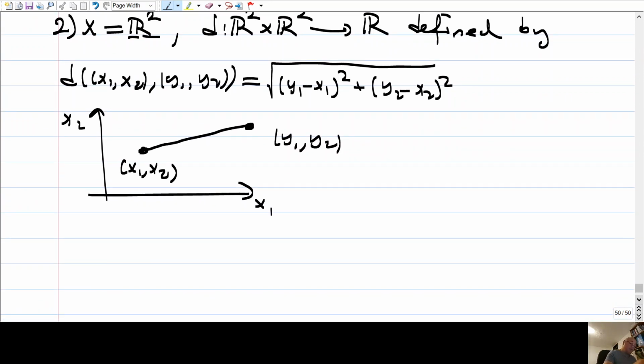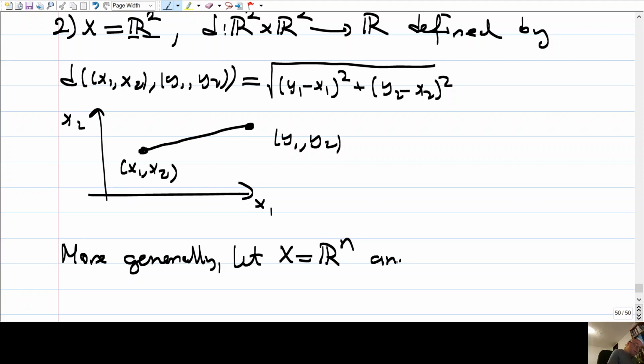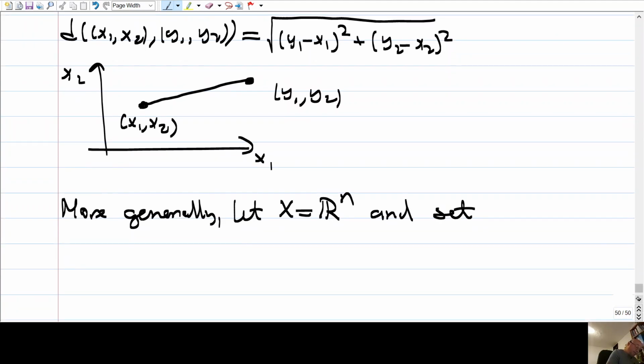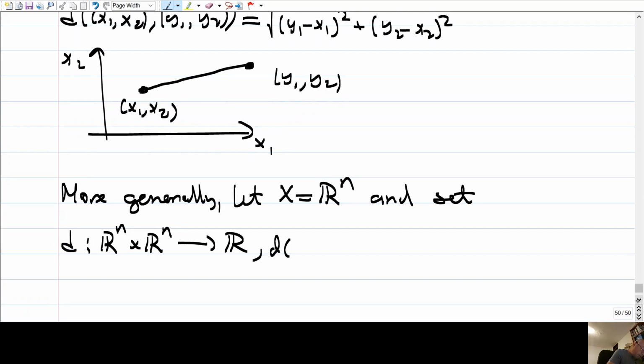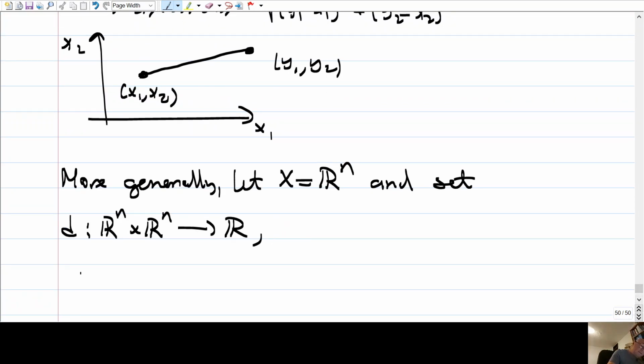More generally, we can define the following. More generally, let x be Rn and set d from Rn cross Rn into R, given like this. So d, okay, let me maybe write here.